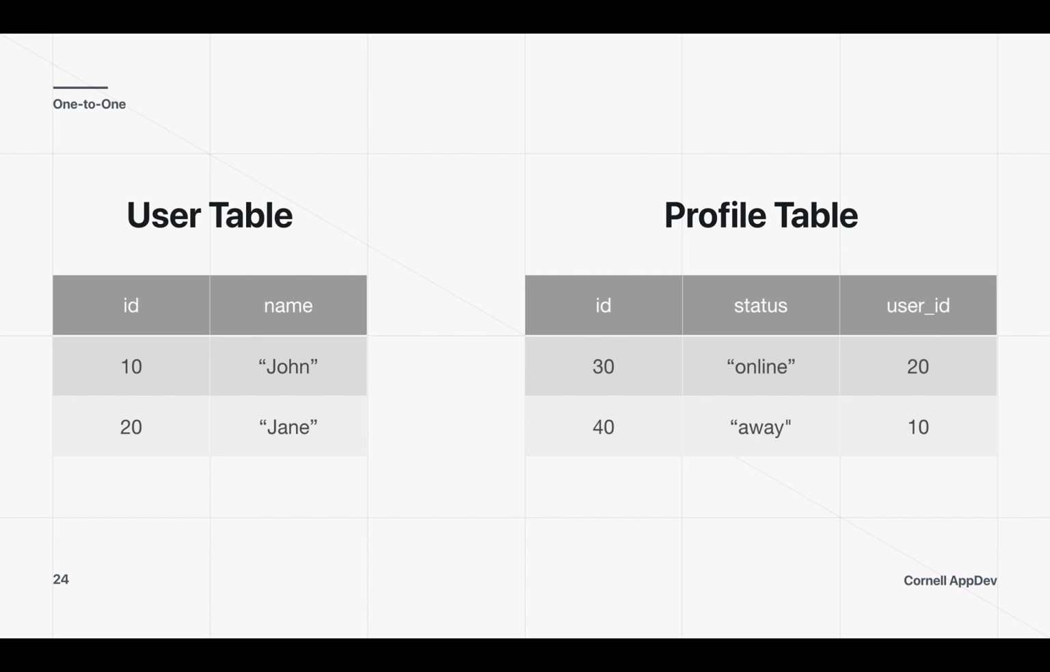So one example of how we would want to implement a one-to-one relationship in an application would be a discrepancy between users and profiles. So in the case of our user table, we would have an ID of 10, and as we can see in the profile table with the user ID column, the foreign key column, we also have one reference of user 10. And then the same thing for user ID 20 corresponding to Jane in the user table.